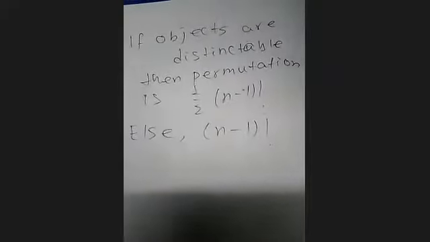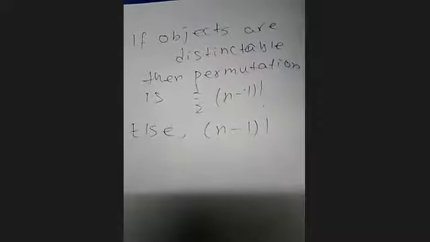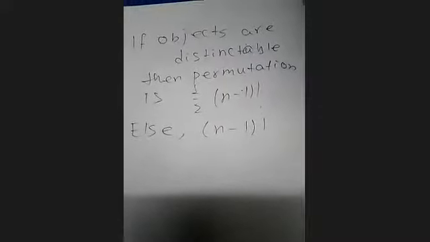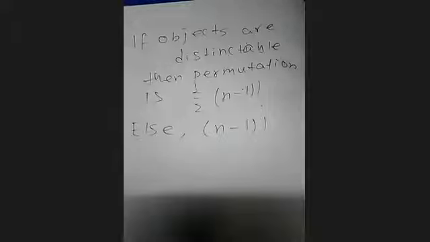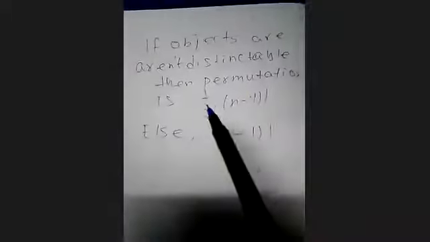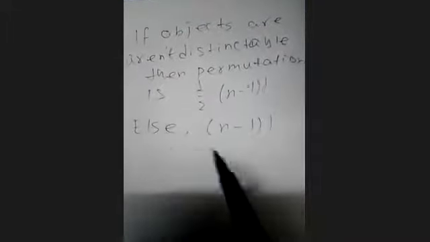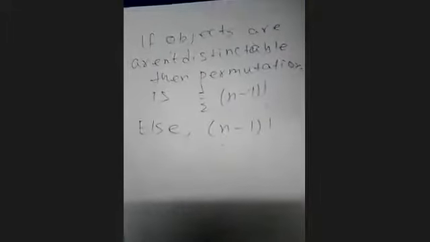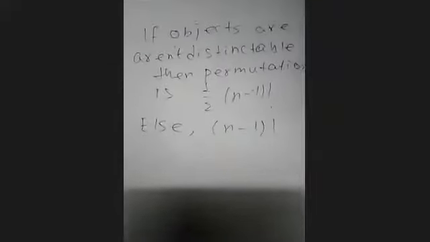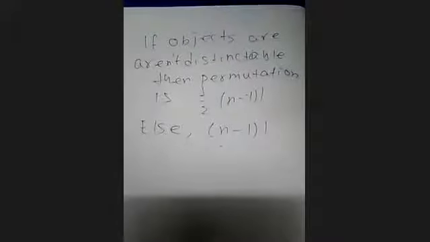Shouldn't the definition be changed to if objects are not distinguishable? Yes. Objects are not distinguishable, sorry. Thank you for spotting my mistake. If they are identical, then (n-1) whole factorial by 2, and else it is (n-1) whole factorial, right? Thank you, whoever spotted my mistake. Okay, I hope it is clear. So this is the statement for circular permutation.